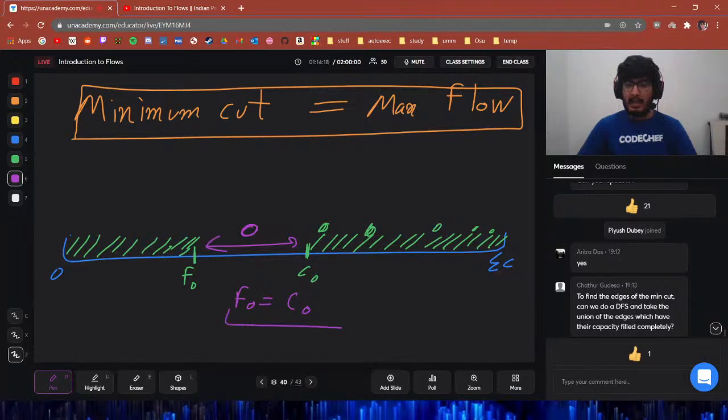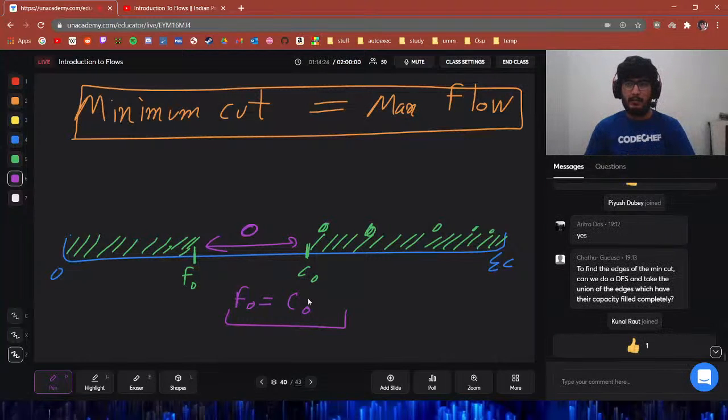So did you all understand this? I'm going to give the reasoning in a second, but this is how we are going to find a minimum cut in a graph. And what is the reasoning behind this? How do we know that this gap is equal to 0 and not something not equal to 0?